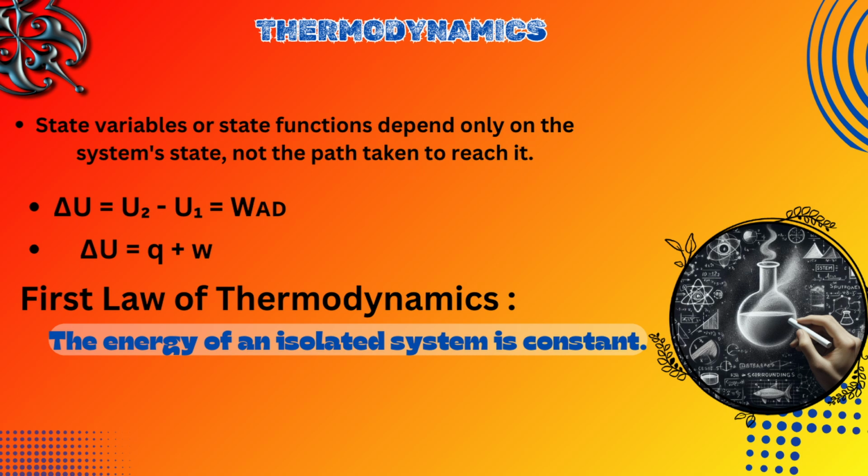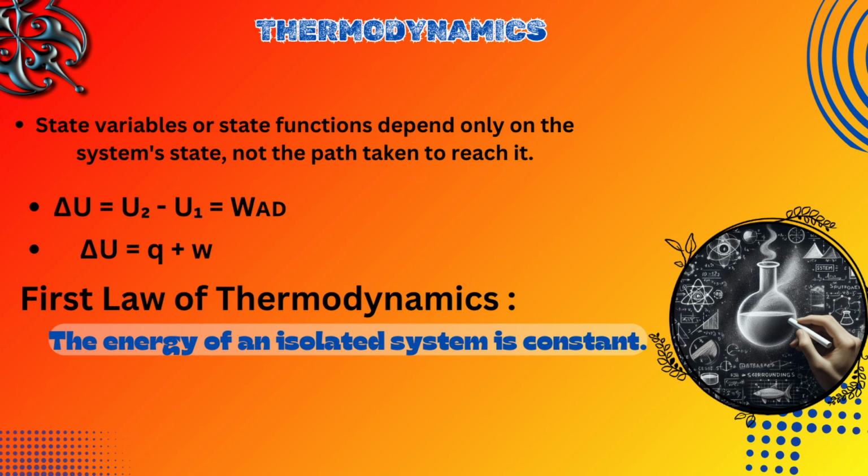To describe a system, we use measurable properties like pressure, volume, temperature, and amount of substance. These are called state variables or state functions because their values depend only on the system's state, not the path taken to reach it. Internal energy, represented as U, is the total energy of a system. This includes all forms of energy: chemical, mechanical, electrical, and more. Internal energy changes when heat is transferred, work is done on or by the system, or matter enters or leaves the system. Let's take an example.